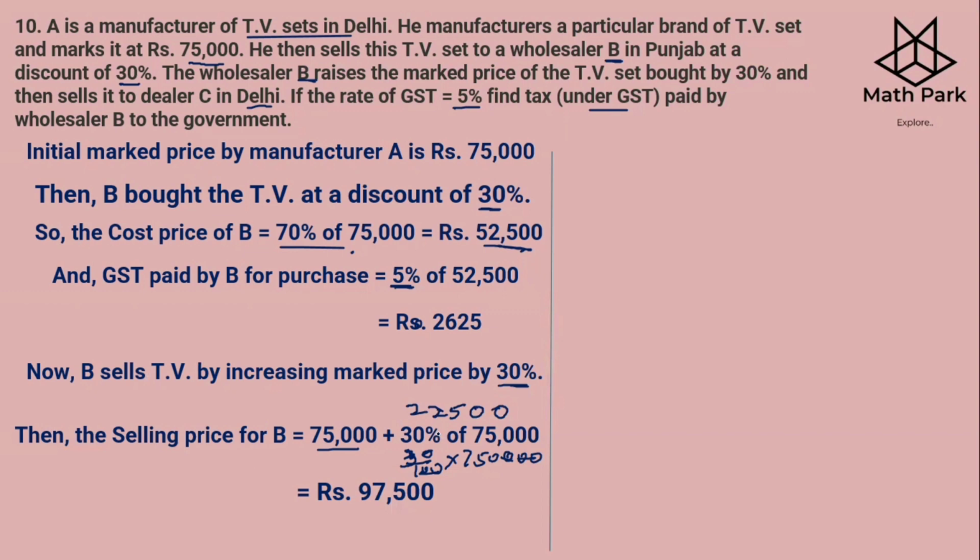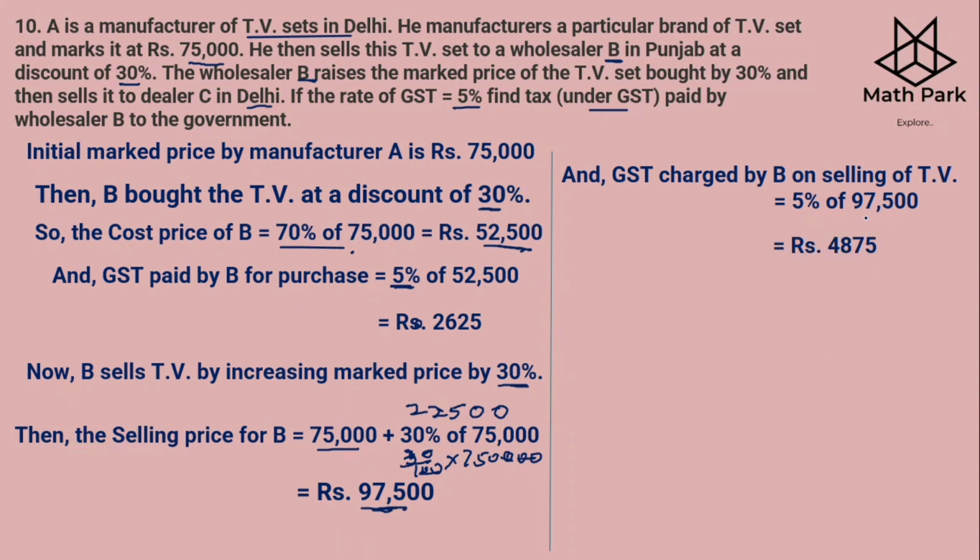So when we add this 22,500 plus the selling price, which was 75,000 mark price earlier, that is 22,500 plus 75,000, you get 97,500 as the selling price for B. Now, the GST charged by B on selling the TV is 5% of 97,500, which is 975 times 5, which is 4,875.